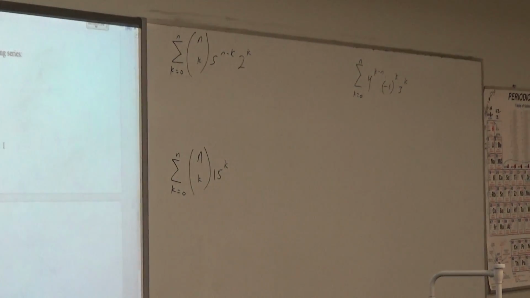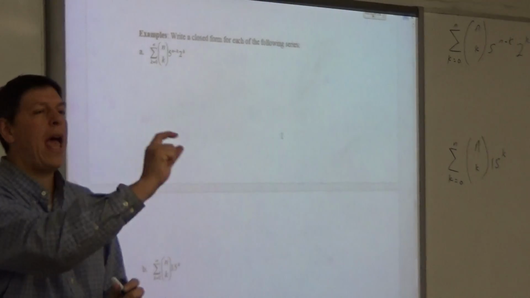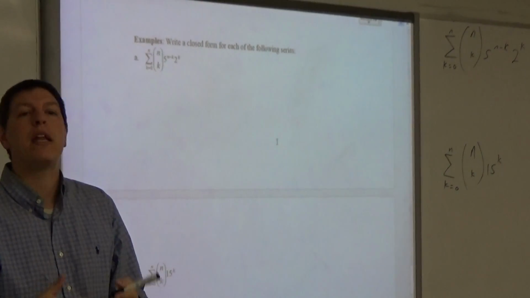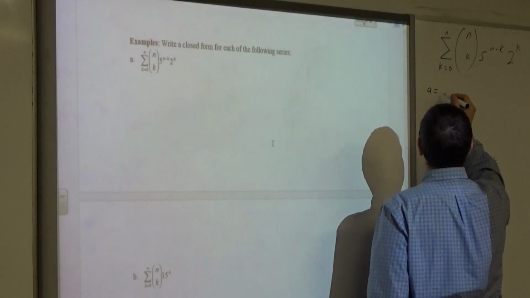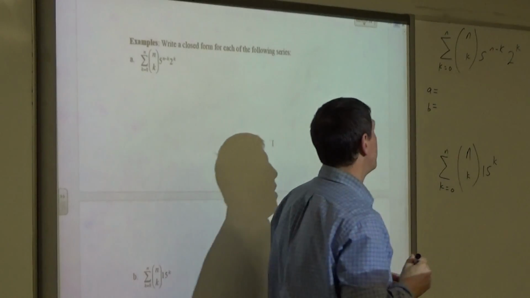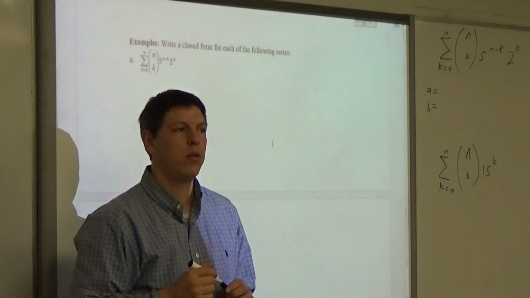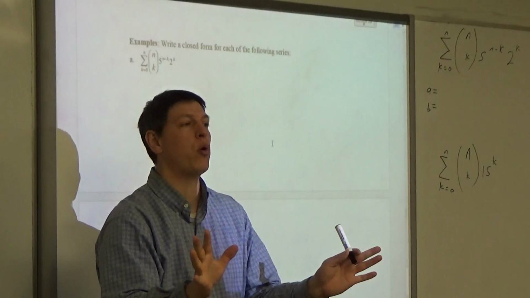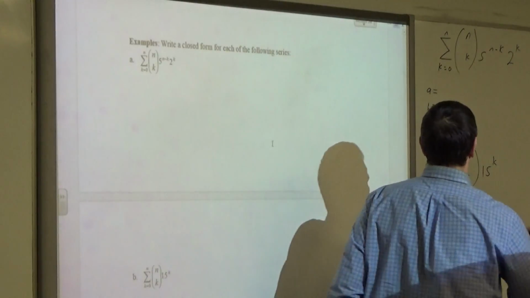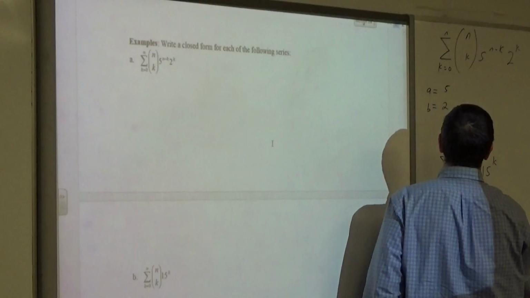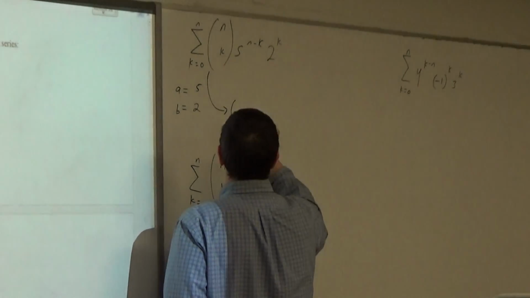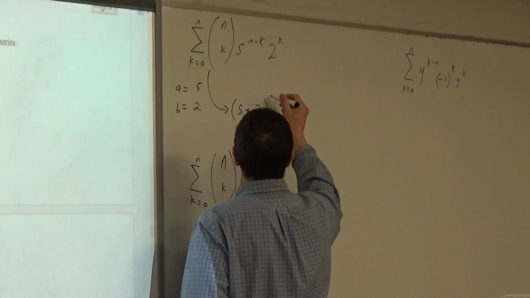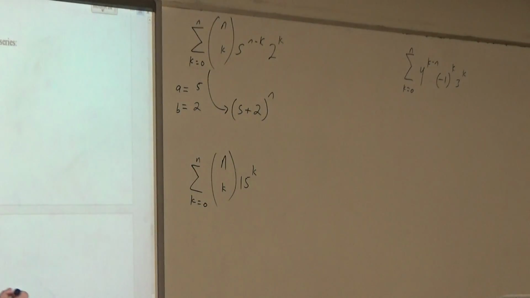Remember what our binomial theorem says. If you can identify what a is and b is, you can just stick it back in and get a closed form. So if I asked you in this problem, what are a and b? 5 and 2, right? We don't need the exponents because we're just looking for a and b. So a is 5, b is 2. So wouldn't this series, because it fits the binomial series, just become 5 plus 2 to the nth power? In fact, it doesn't even matter what k is.